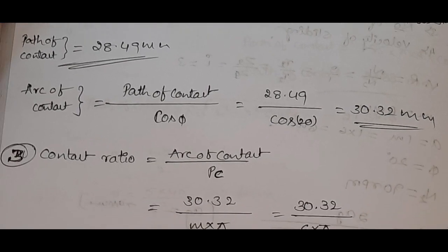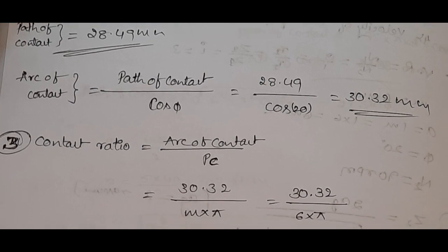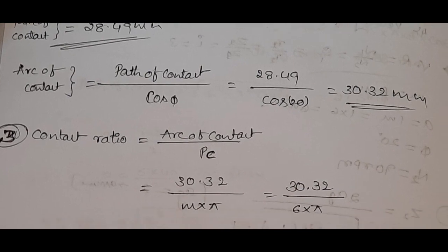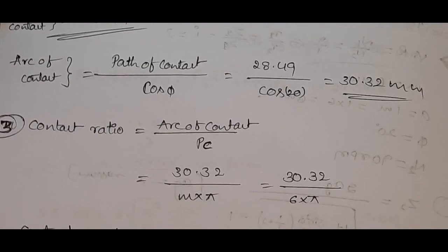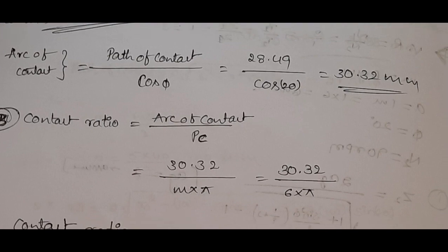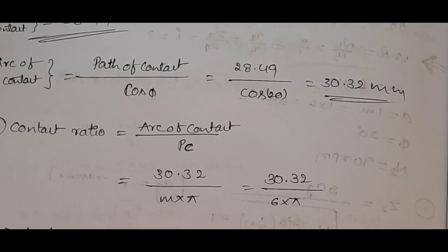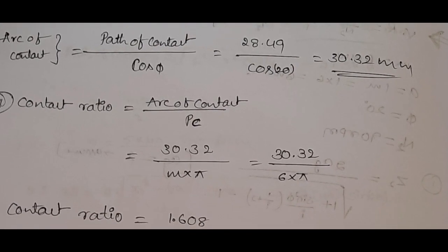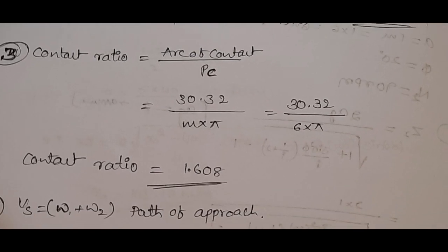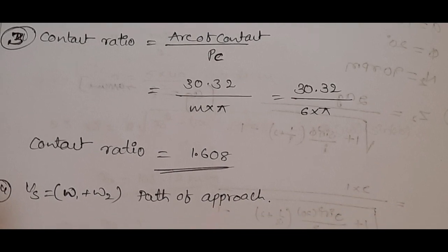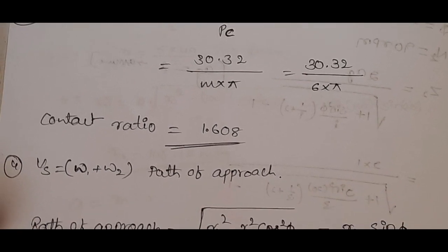Next, contact ratio. What is contact ratio? Arc of contact divided by circular pitch. What is circular pitch? PC is equal to M into pi. Substitute the value. Contact ratio is equal to arc of contact divided by pi into M. Arc of contact is 30.32, divided by pi into M, where M is 6. If you do the simple calculation, contact ratio is 1.608.